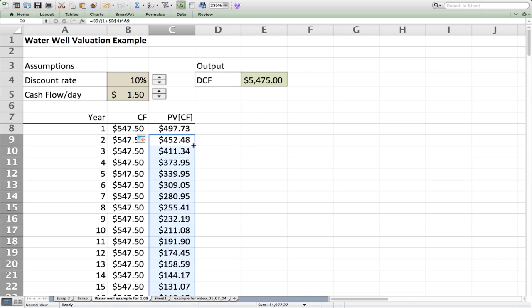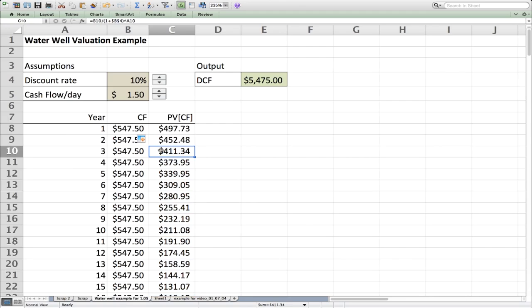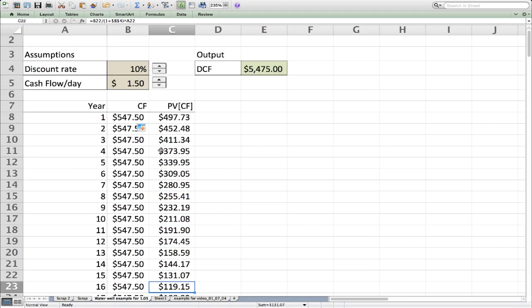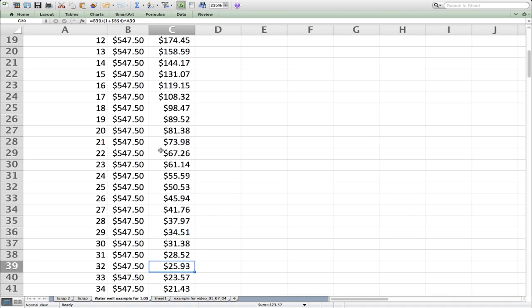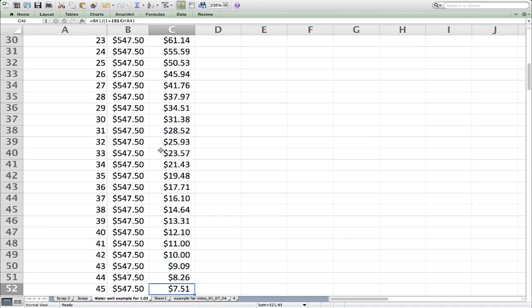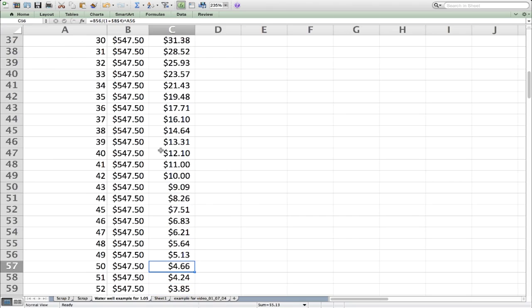that formula down. Now what do we see happening as we go further and further out in time? Just like we saw on that chart, the more years I go out, the less that money becomes. By the time I'm 30 years out, that $547 is only worth 30 bucks. As I go out further and further, let's go out 50 years, that's worth $4.66. That exponential discounting is really kicking in.